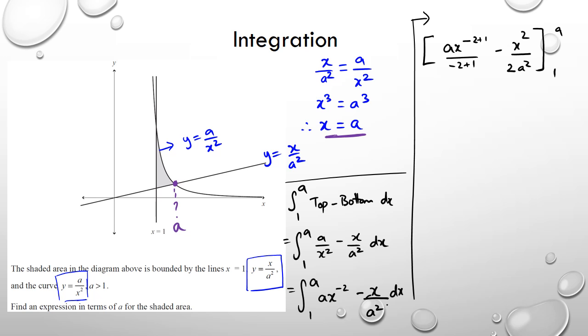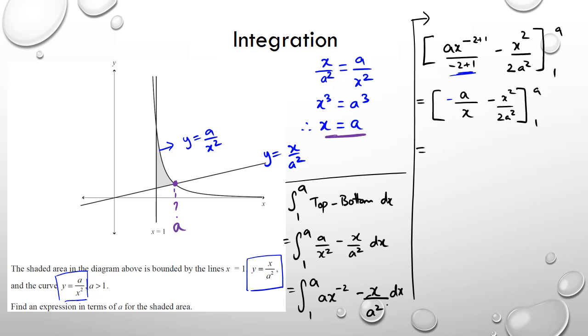So far, so good? Now it's just a matter of substituting everything and simplifying it. I'll simplify the equation first, so it makes it a bit easier for me. Negative 2 plus 1 is negative 1, so I can bring it to the denominator. There's a negative 1 at the bottom, so I can just leave it as that. And then on the other side, I've got minus x squared over 2a squared, and that's between a and 1.